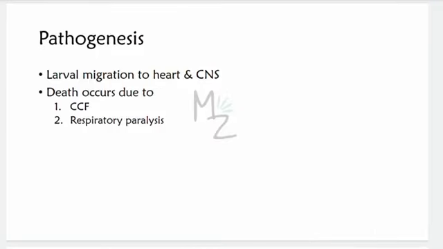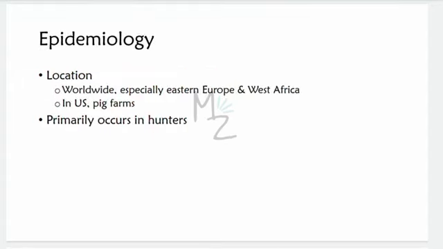Pathogenesis. Signs of cardiac and central nervous system disease are frequent because the larvae migrate to these tissues as well. Death, which is rare, is usually due to congestive heart failure or respiratory paralysis. Epidemiology. Trichinosis occurs worldwide, especially in Eastern Europe and West Africa. In the United States, it is related to eating home-prepared sausages, usually on farms where pigs are fed uncooked garbage. Bears and seal meat are also sources. In many countries, the disease occurs primarily in hunters who eat undercooked wild game, wild animals.